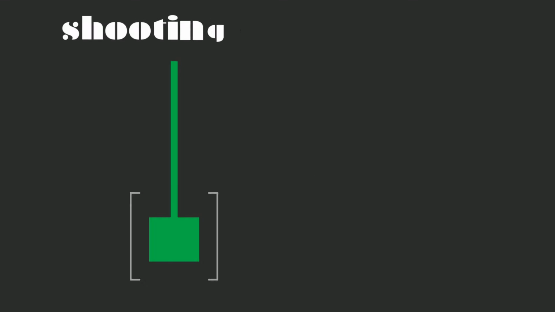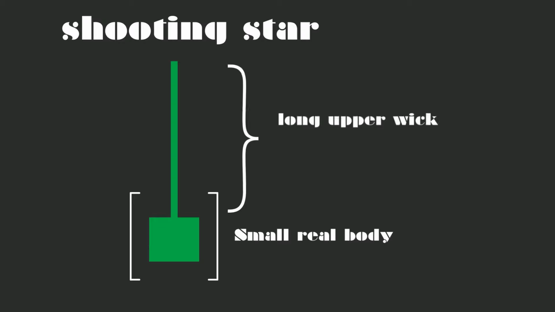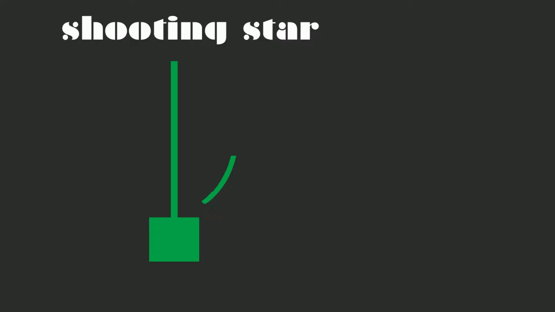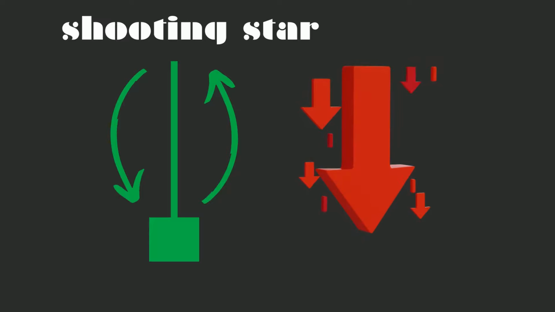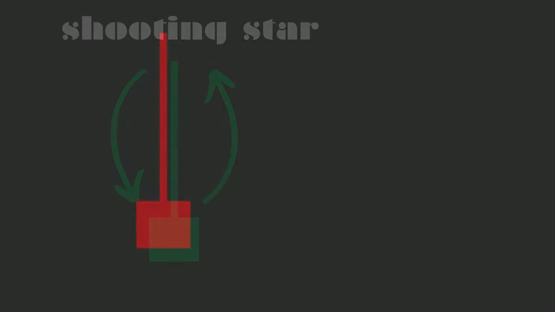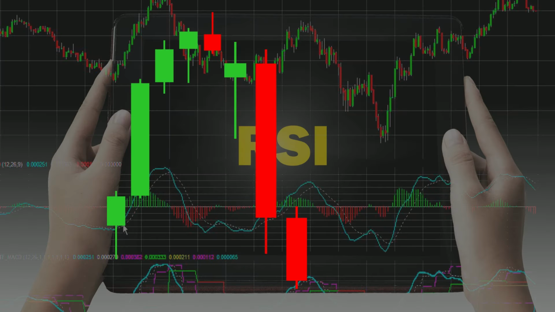A shooting star has a small real body at the bottom, a long upper shadow, and little to no lower shadow. This indicates that buyers pushed prices up, but sellers drove them back down, showing bearish sentiment. The shooting star is a single candle pattern of bearish nature. It consists of a small body and a long upward wick. The shooting star signals that the current bullish trend is near its end and a reversal may take place soon. In combination with other indicators, this pattern can represent a sell trade opportunity.